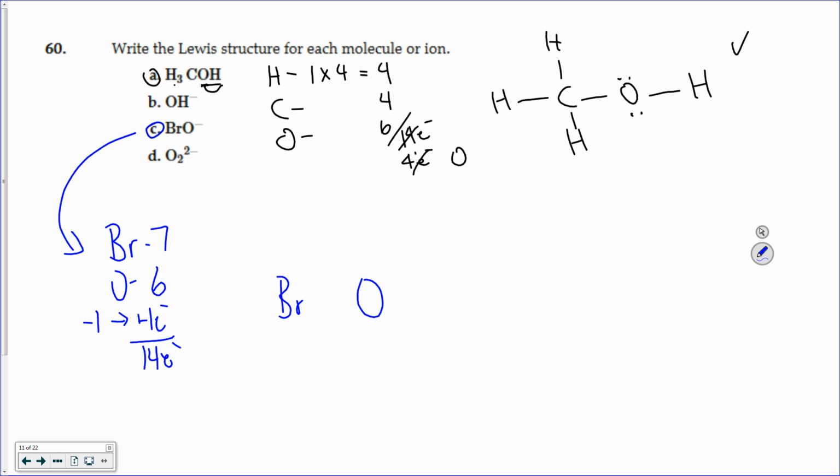Okay, so if I start trying to put these together, a single bond in between the 2 gets rid of 2, so I've got 12 left. If I use the 12, I put an octet around each. That uses all 12 electrons up. So in this case, the bromine has an octet around it. Does the oxygen have an octet around it?